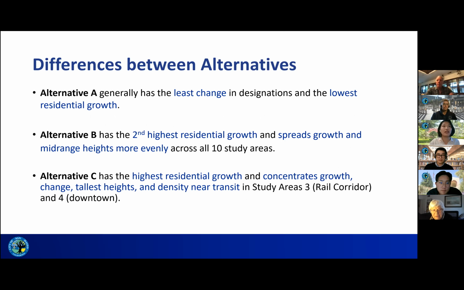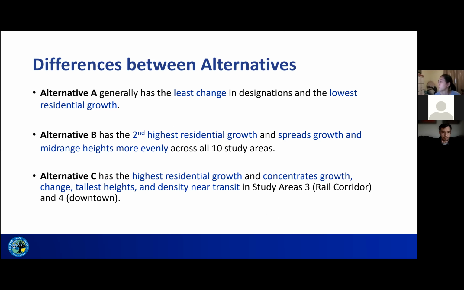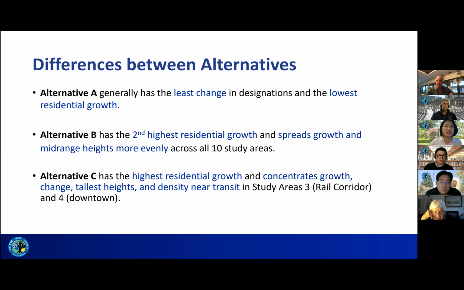And so just a high level summary of the differences between the alternatives. Alternative A generally has the least changes in designations, lowest residential growth. Alternative B has the second highest residential growth and looks more at mid-range building heights evenly across all 10 study areas. And lastly, alternative C projects the highest residential growth and mainly is concentrated around the transit corridors. So in study areas 3 and 4, those study areas you'll review in later breakout group discussions, not with me.